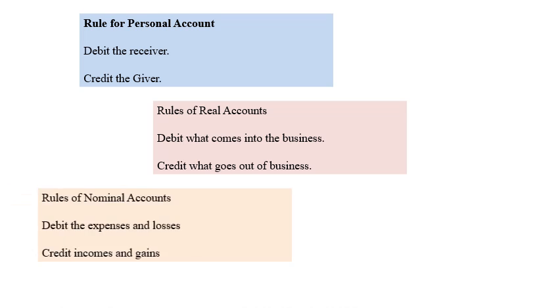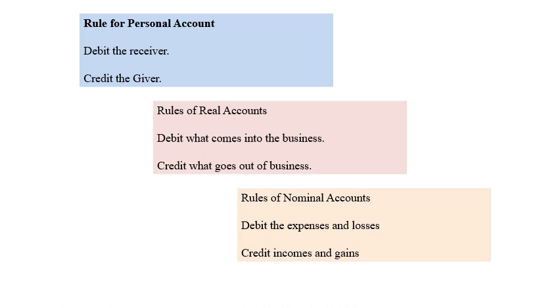Now next is rules of nominal account. In nominal account, debit the expenses and losses, credit incomes and gains. If there is an expense or loss, then it should be debited. For example, telephone bill of rupees 2,000 paid. Then what is the entry for this? Here telephone bill is an expense, and as it is an expense, it should be debited.